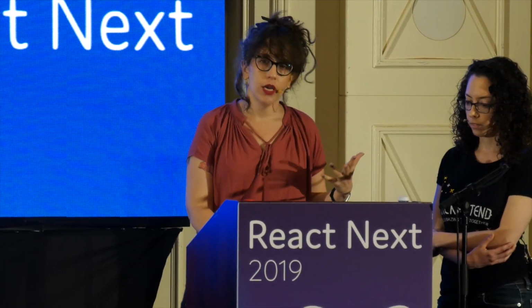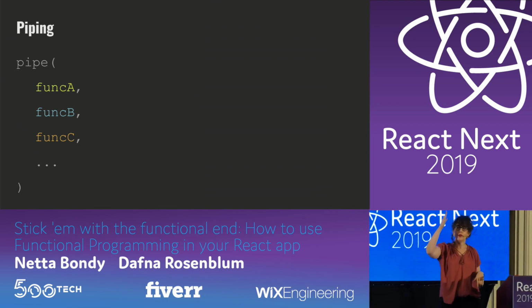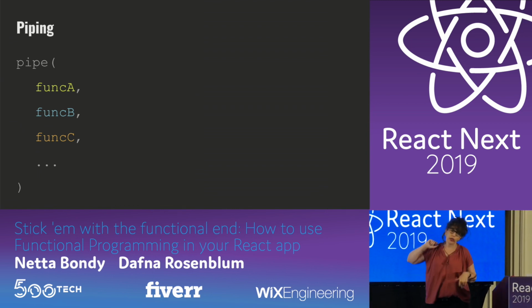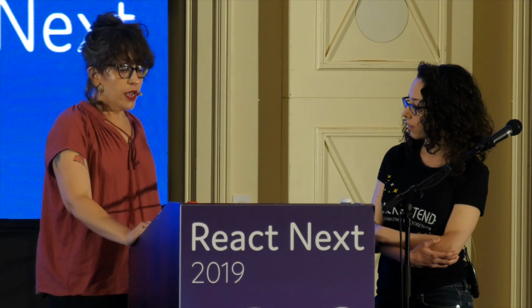rxjs has a pipe method, which looks something like this. I'm creating a pipeline of functions. And the way this works is my argument will be passed to function A. Whatever is returned from that will be passed to function B. Whatever is returned from that will be passed to function C, and so on and so forth. It looks really similar to the first example that you showed. It is very similar.